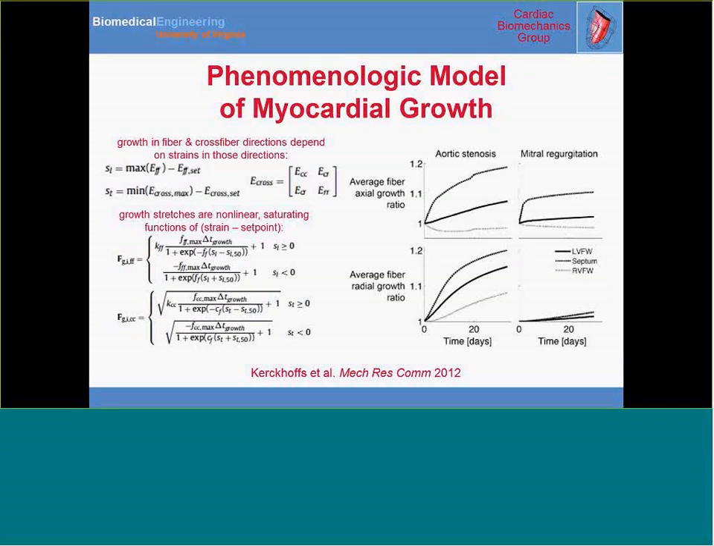You don't have to look at that if you don't want to, but since it's a room full of modelers, I thought you might. The standard approach with these types of models is to assume that growth is being driven by the difference between some mechanical stimulus and its normal physiologic set point. This particular one was published by Andrew's group in 2012, and in our opinion, it's the best one so far in terms of being able to capture the most experiments that we know how to do to a heart with a single set of growth equations.